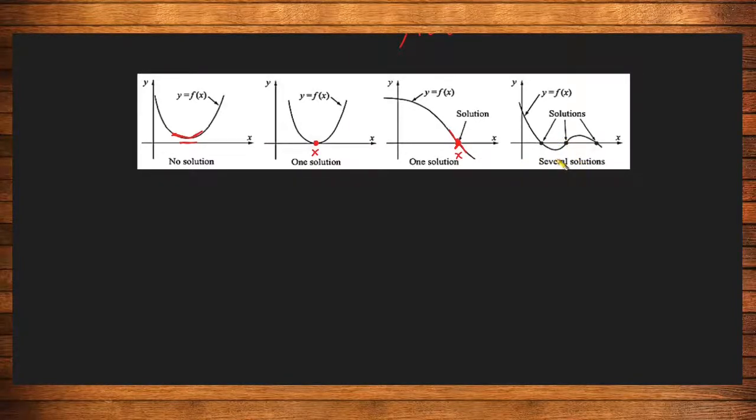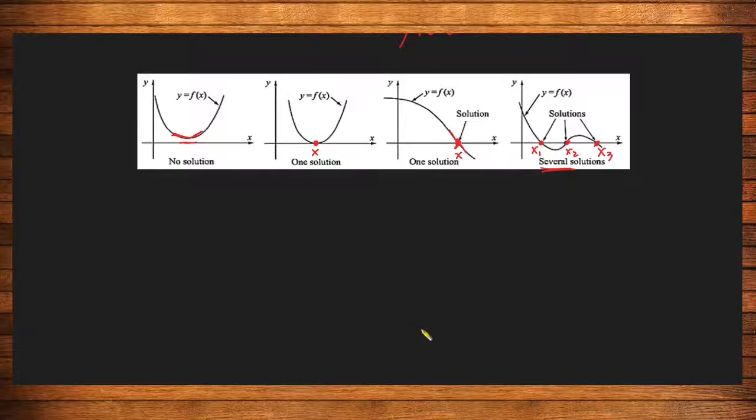Now, there are also cases where the function has multiple solutions. Ibig sabihin, yung graph niya crosses the x-axis at multiple or several points. So, each of these points of intersection, so yung value ng x dito, is a root or a solution to our function. Again, in this case, we have multiple points of intersection. Ibig sabihin, we also have multiple solutions to our function.